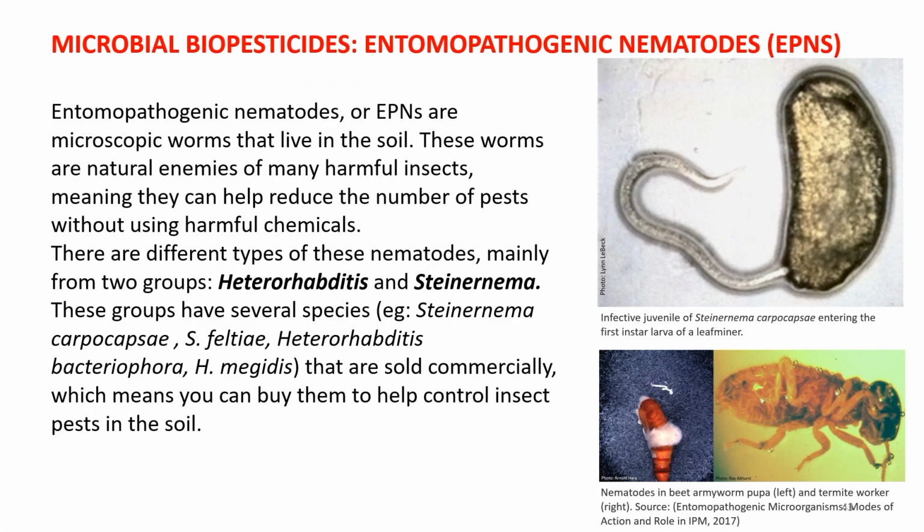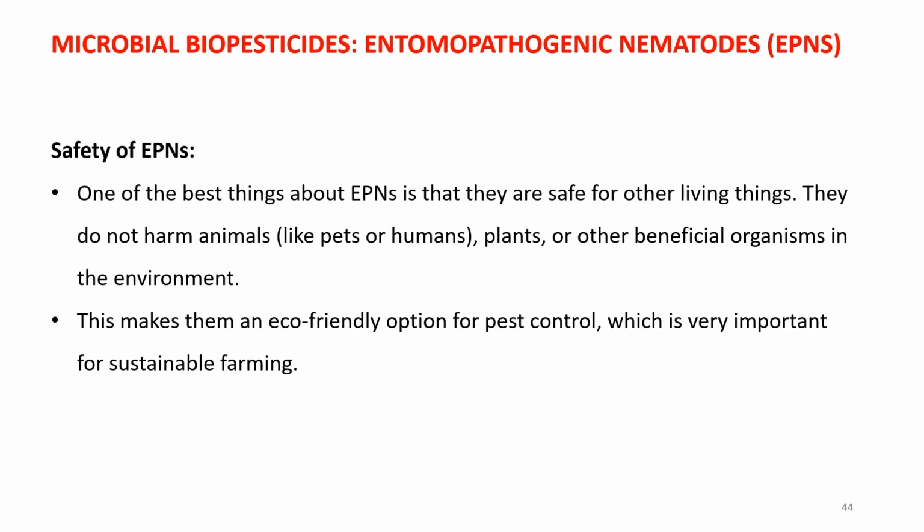These are microscopic worms that live in the soil. These worms are natural enemies of many harmful insects, meaning they can help reduce the number of pests without using harmful chemicals. There are different types of these nematodes, mainly from two groups, Heterorhabditis and Steinernema. These groups have several species, S. feltiae, then Heterorhabditis bacteriophora and H. megidis. These are also available commercially, so we can source them from suppliers to control insect pests in the soil.